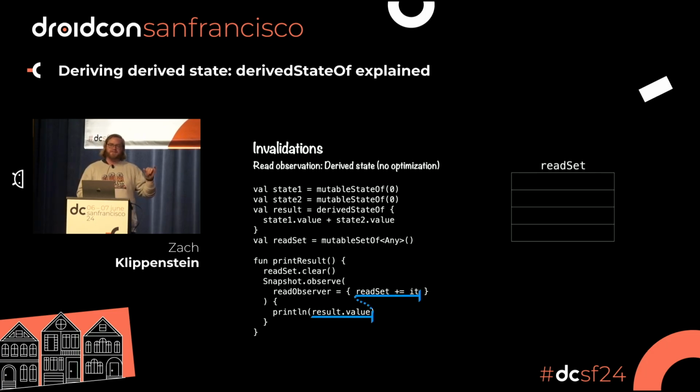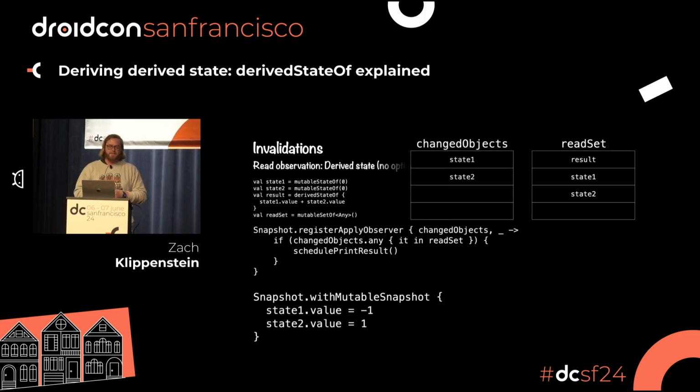And when we read the derived state, it's going to report itself as a state object that was read. Then it's going to say, OK, now I need to calculate my value. So I'm going to call the calculation function. It's going to read state 1. It's going to report it to the read observer. Same thing for state 2. It's going to get reported. We're going to track it. And then we're going to return the result of the calculation, and we're done. Very similar to the first case, but now we're tracking 3 objects instead of just 2.